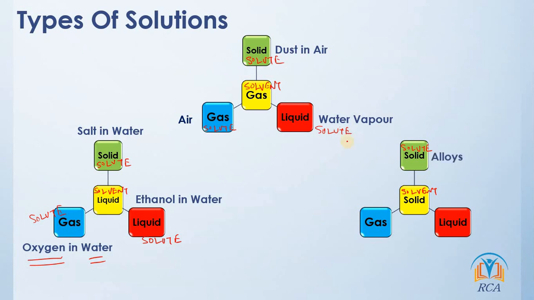We can think of alloys. What are alloys? They are a mixture of two or more than two metals. So when two or more than two metals are actually mixed together to form another compound which is known as an alloy, that is actually acting as a solid solution. Okay. Similarly, what can we think of a gas in solid solution where gas is now acting as a solute?